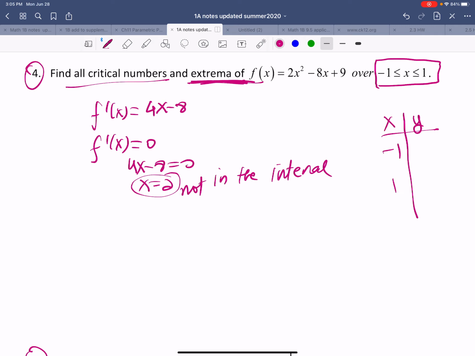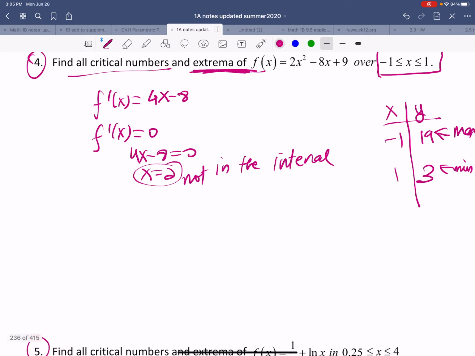I'm just going to check the value of y when x is -1 and the value of y when x is +1. When x is +1, 2 minus 8 plus 9. That's going to be a 3. When x is -1, that would be 2 plus 8 plus 9. That's going to be 19. So this is your absolute max, and this is your absolute min.